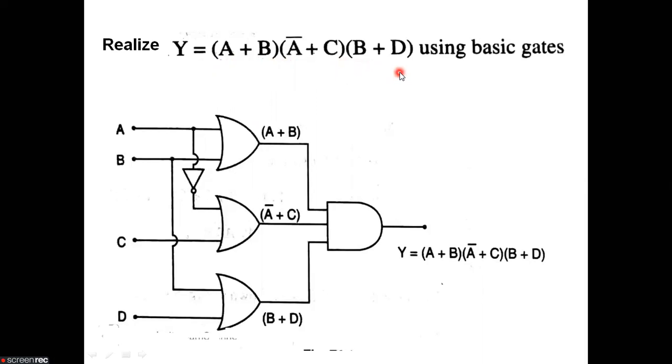You have to realize this expression using some basic gates. So basic gates, you know what are the basic gates? AND, OR, and the NOT. So basically, using the basic gates means you will be using the AOI logic, that is the AND, OR, and invert logic. So just see here that in the given expression there are three sum terms.